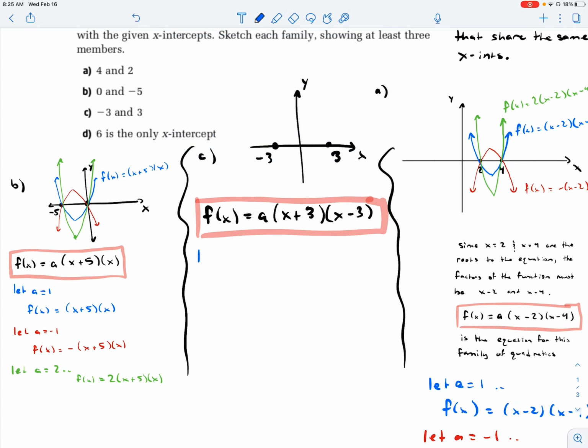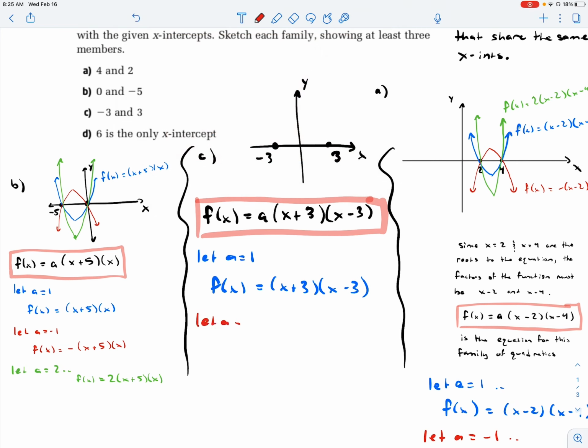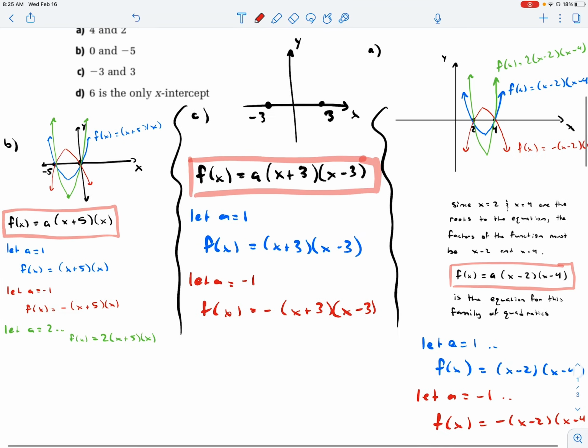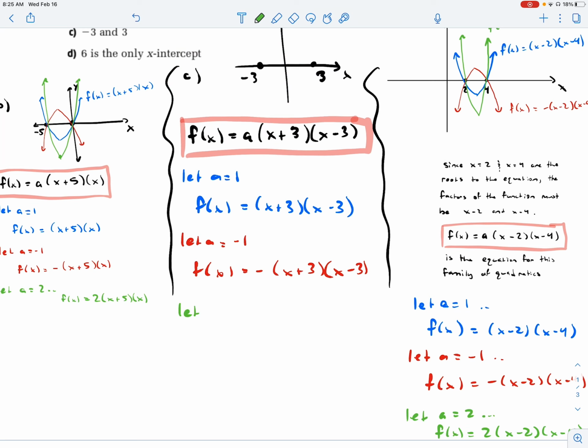And just like we did before, we'll let a equal 1. So we're going to get x plus 3, x minus 3. And then we'll let a equal -1. So we'll get minus x plus 3 times x minus 3. And lastly, we'll let a equal 2. 2 times x plus 3, x minus 3.